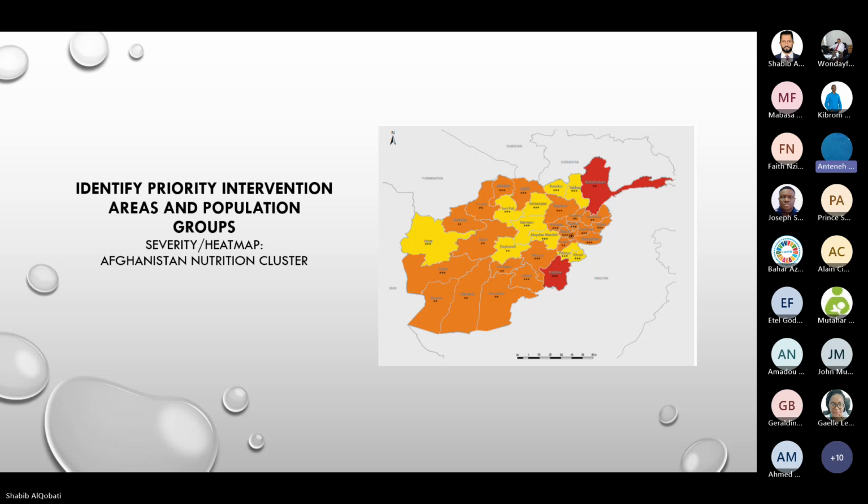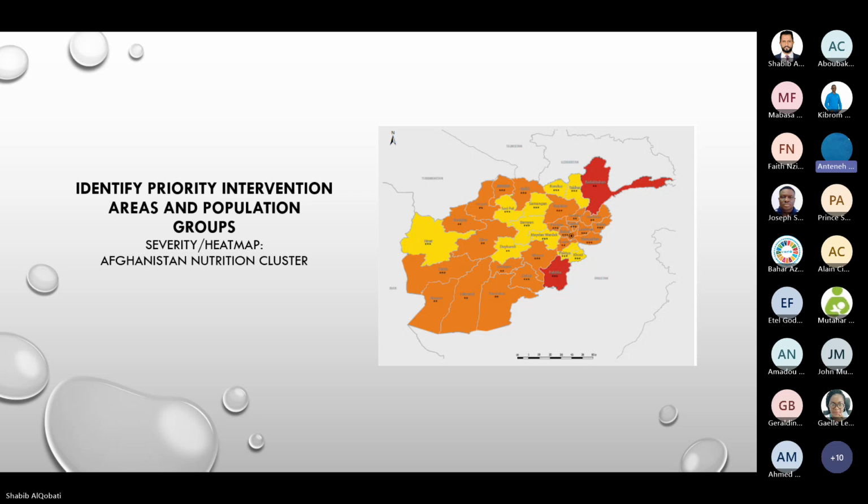As you can see here, this is an example from Afghanistan, I think a couple of years back. This is the severity map of the nutrition situation there, the acute malnutrition situation. And as you can see, there are critical severity areas, there are also serious areas and less severe areas. So if we have to make prioritization, then we take into account the severity of the need.